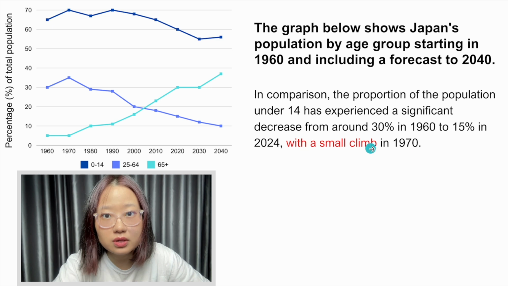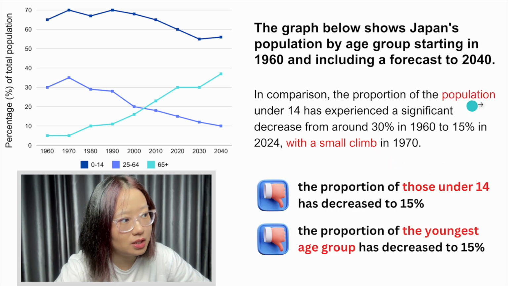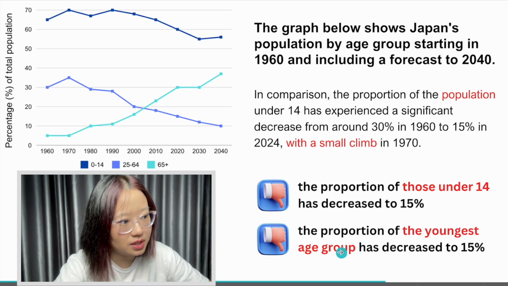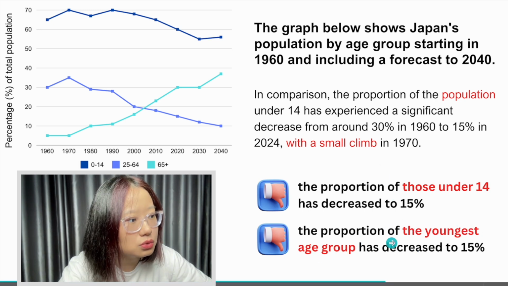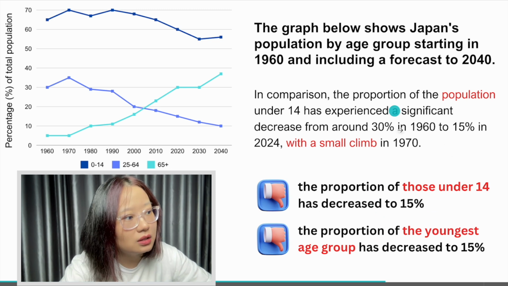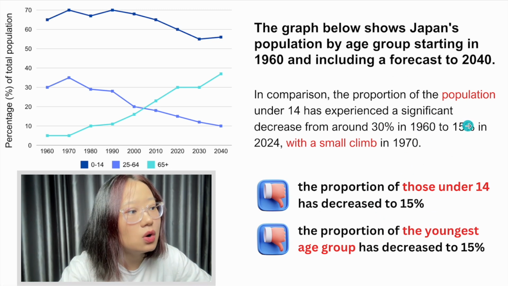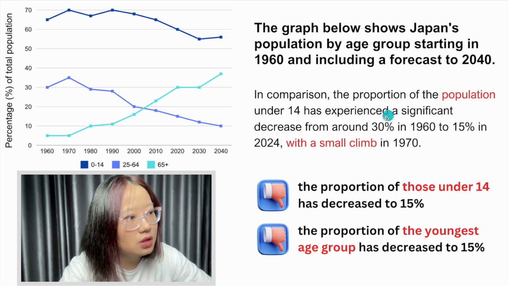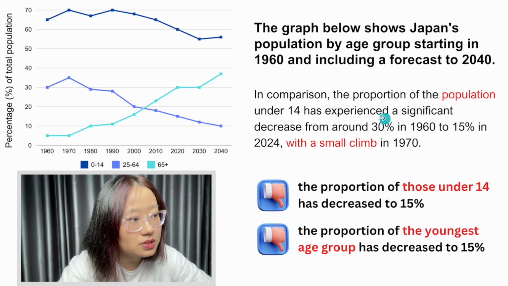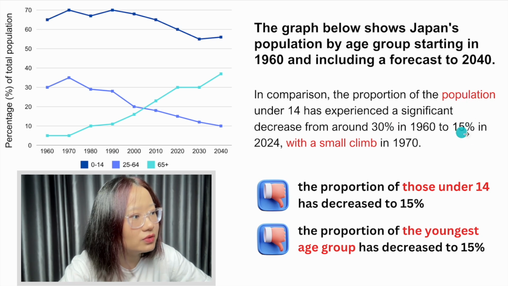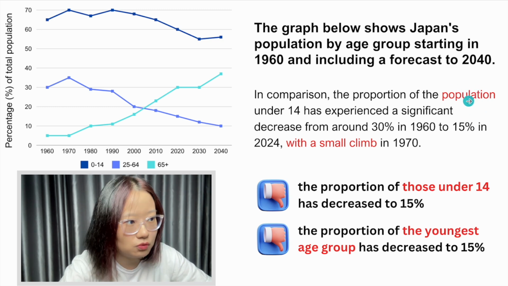You probably have noticed that I repeated the word population again and again. You may wonder if you can just say the proportion of those under 14 decreased, or the proportion of the youngest age group decreased. These two versions are not precise. In this version, it's very clear what each number represents. So 30% means 30% of the population is under 14, right? And 15% means 15% of the population is under 14.